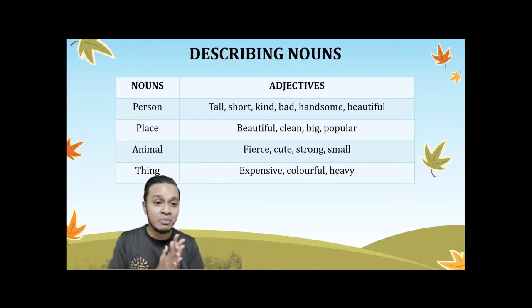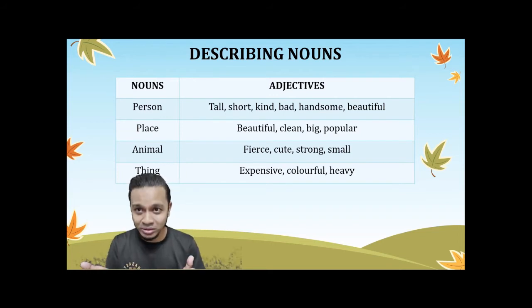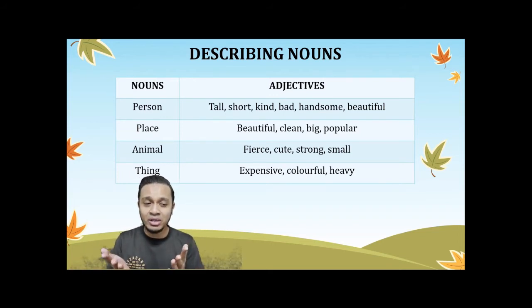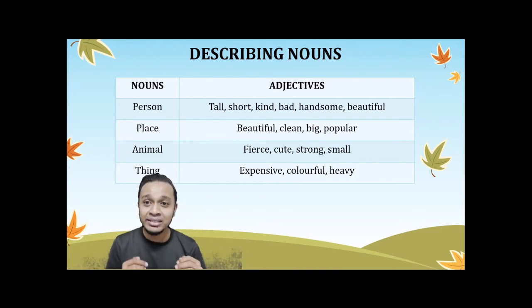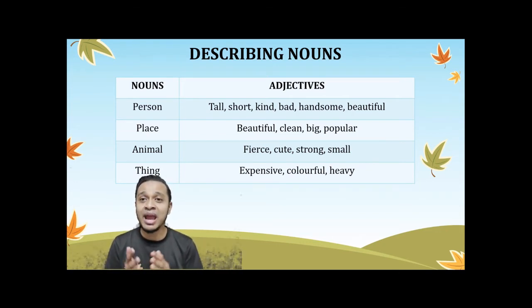Now next one, about adjectives for animal. Just now, for example, we take a dog. A dog is fierce. What is fierce? Yes, garang. Or a dog is a cute animal. And then we have strong. What is strong? Kuat. And then last one is small. Now, next one, we are moving on to thing. Adjectives describing thing. Expensive. For example, the book. The book is so expensive. Or maybe colorful. And last one is heavy.